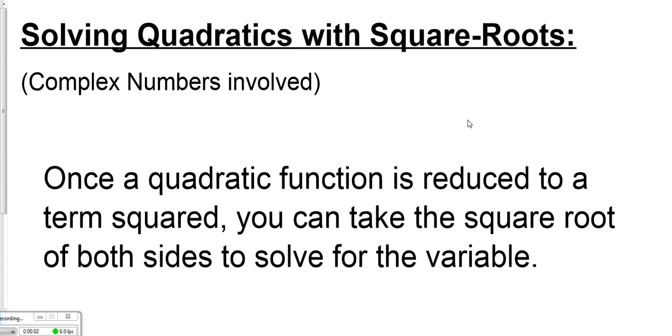Alright, last video for the week, we're going to look at solving quadratics with square roots, which normally should be pretty straightforward, except for the fact that many times this will involve complex numbers. Once a quadratic function is reduced to just a term squared, you can square root both sides. That way you isolate the variable. However, if there is a coefficient, obviously get rid of the coefficient first, then square root.